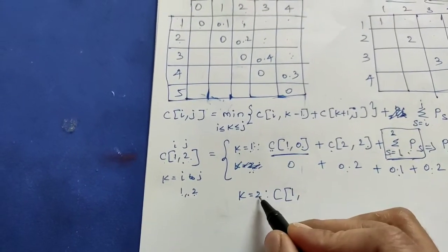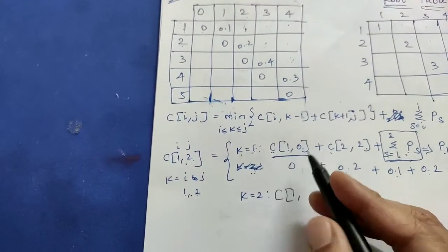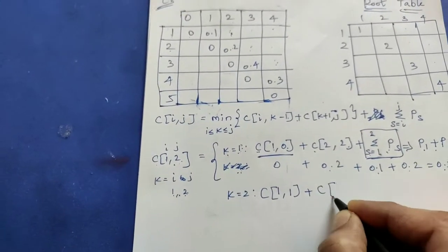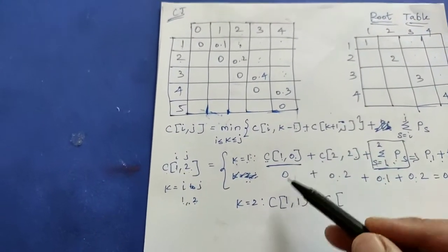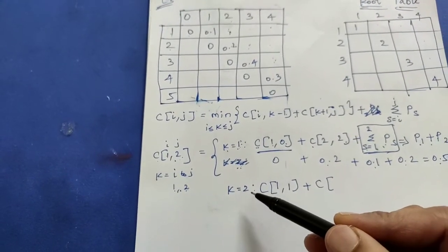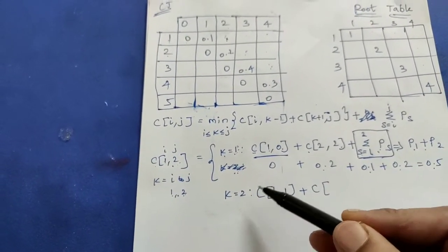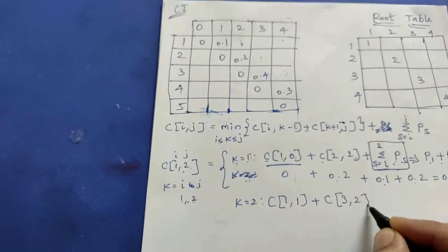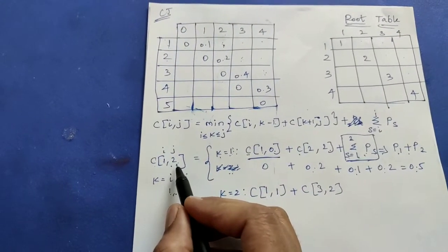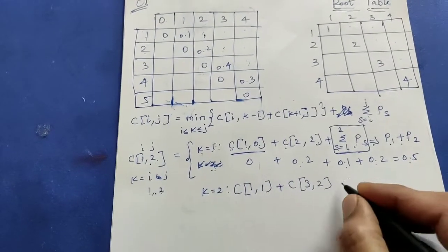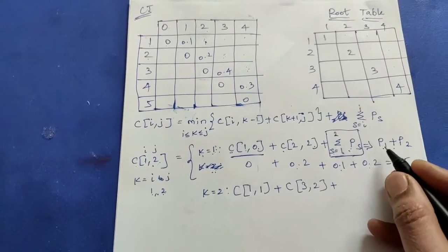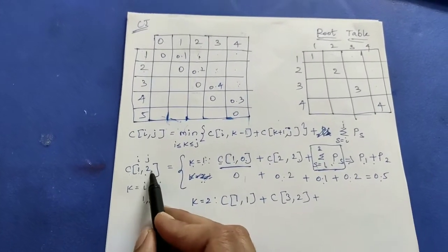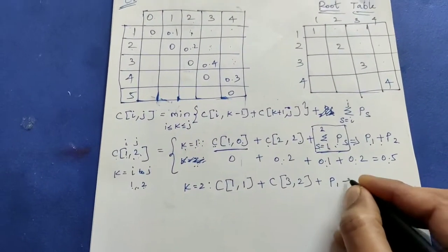Now at present k value is 2. 2 minus 1 means it will be 1, plus cost of k plus 1. K plus 1 is nothing but 2 plus 1, it is 3. J value is 2. As per the location value, J value is 2, plus the same thing, probability of the first item, probability of the second item should be added together.